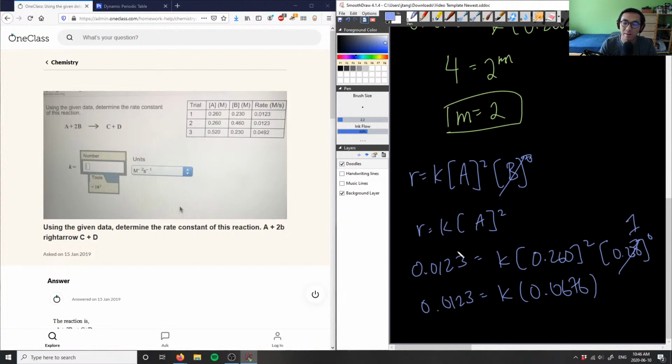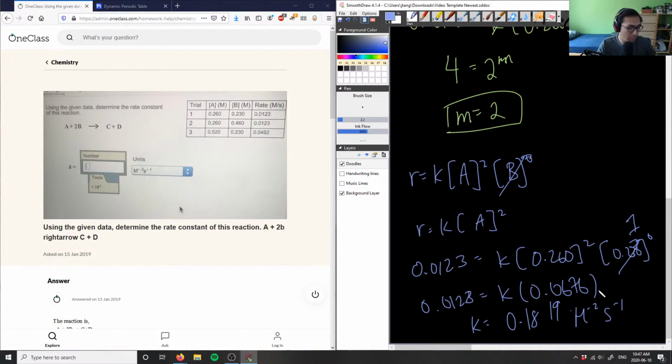And I can simply divide both of these to figure out k, right? So k is simply 0.0123 divided by 0.0676, which would give us a value of 0.1819. And this is going to be in molarity to the -2, seconds to the -2.